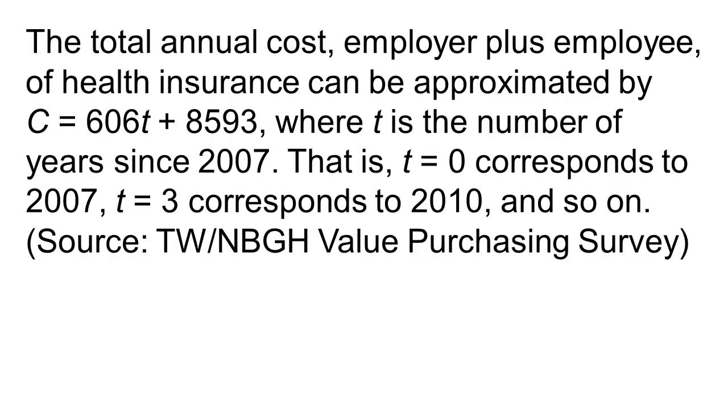The total annual cost, employer plus employee, of health insurance can be approximated by C equals 606T plus 8,593, where T is the number of years since 2007. That is, T equals 0 corresponds to 2007, T equals 3 corresponds to 2010, and so on.